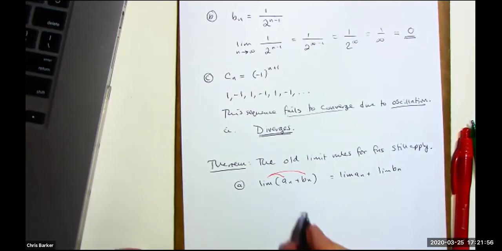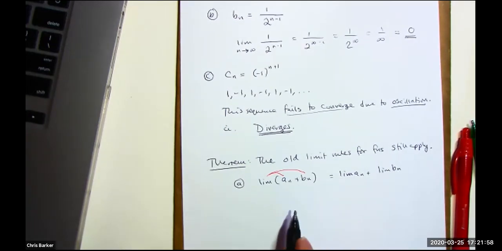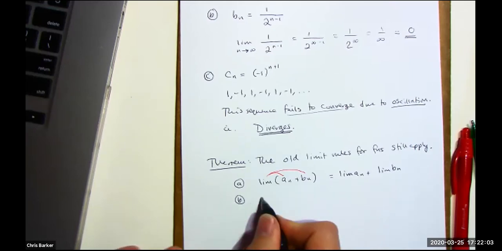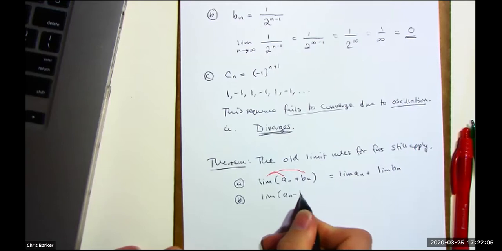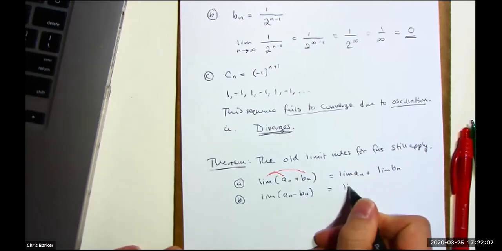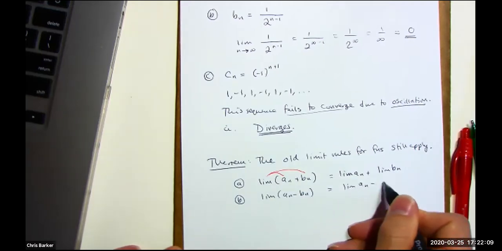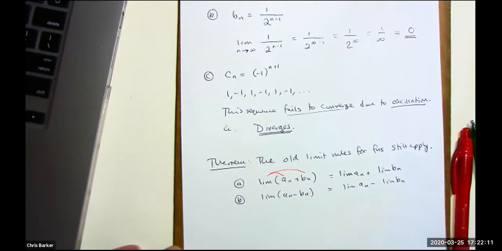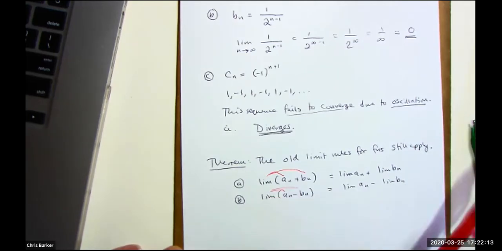Okay? And it doesn't just work for plus. It works for all four operations of arithmetic. So if you were to take the limit of a sub n minus b sub n, you can again distribute. You get the limit of a sub n minus the limit of b sub n. All right? Again, with the distributing of the limit.